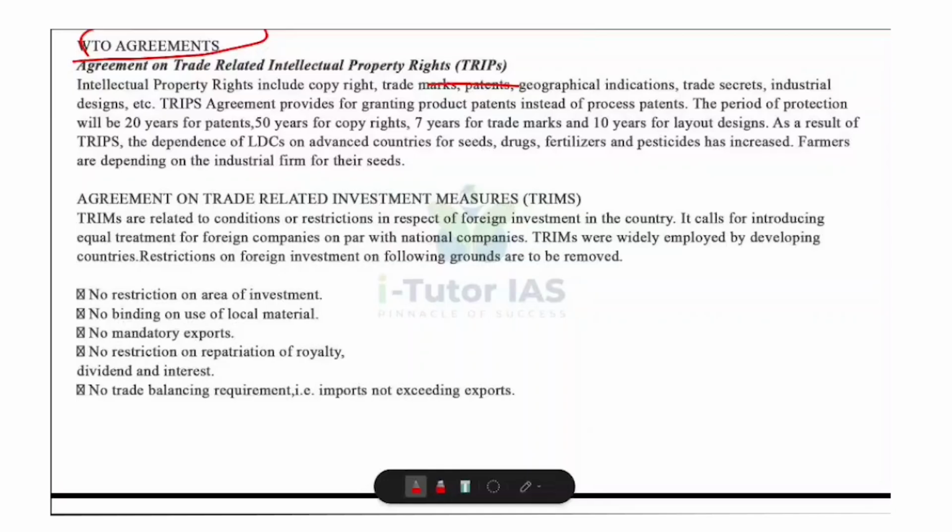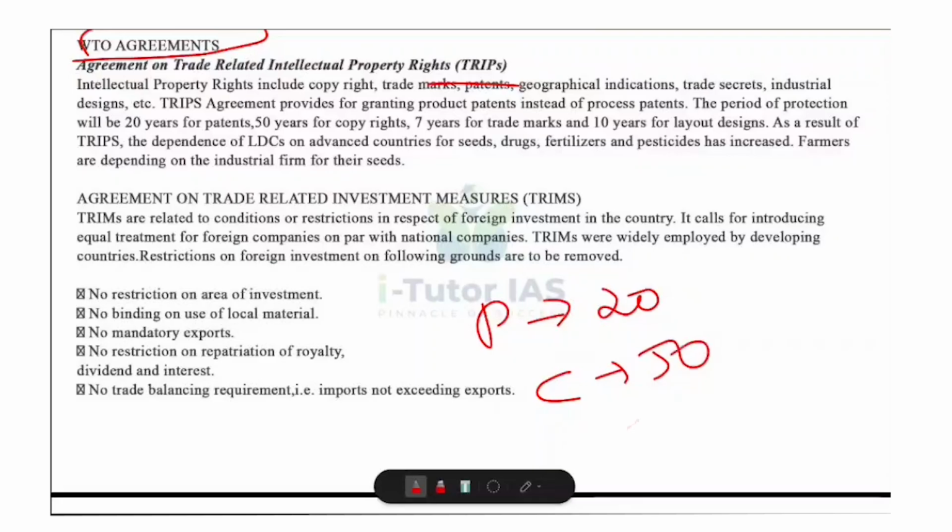And what are the key provisions? TRIPS requires granting product patents instead of only process patents, meaning companies have exclusive rights over the product itself. And what is the duration of protection? For patents, it is 20 years, copyrights 50 years, trademark 7 years, and layout designs 10 years. Okay. And what is the impact on LDCs here?